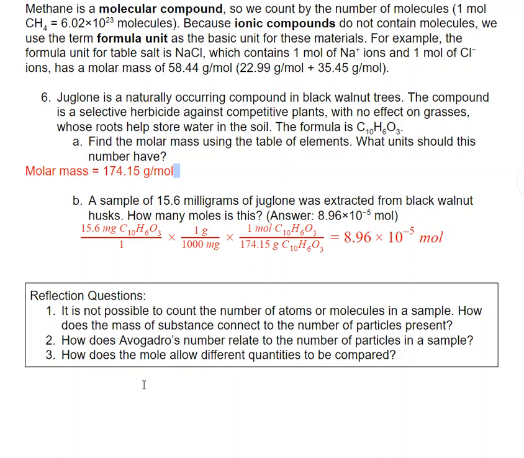And how does the mole allow different quantities to be compared? So the mole is like the general unit that we use throughout chemistry. So in a chemical reaction, we know that we need a relative number of particles of A plus a certain ratio of particles of B to make our product or to make a chemical reaction.